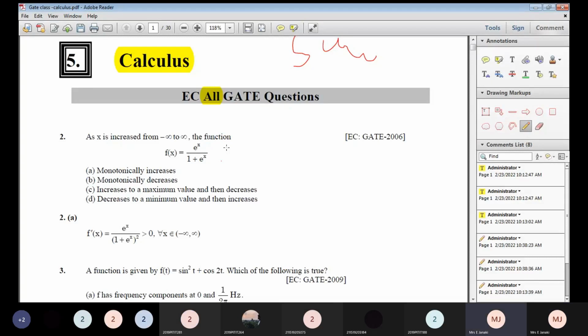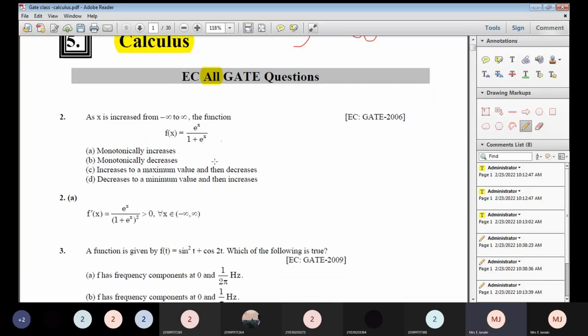Okay, today we are going to see calculus. So first we will see the maximum and minimum topic. See the first problem. This is one of the GATE questions.